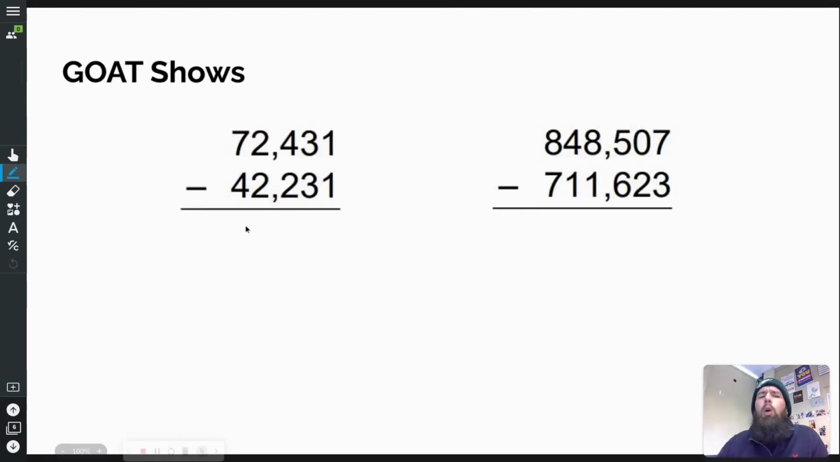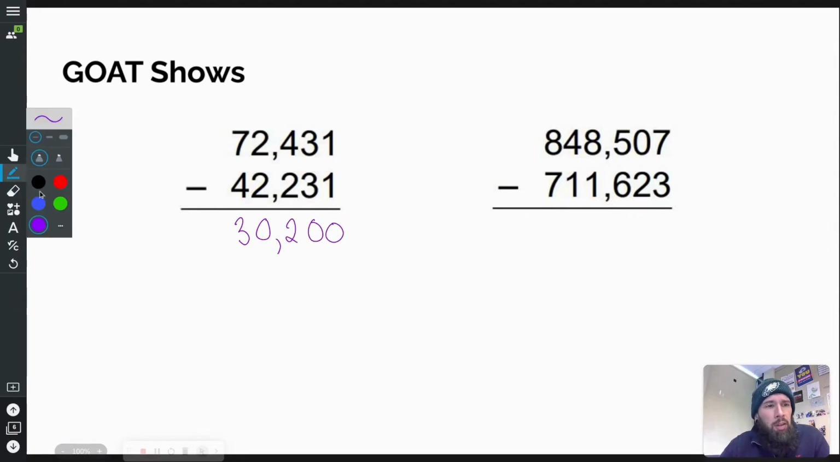More. 1 minus 1 is 0. No borrowing. 3 minus 3 is 0. No borrowing. 4 minus 2 is 2. No borrowing. 2 minus 2 is 0. No borrowing. 7 minus 4 is 3. No borrowing. Okay, so 30,200. Let's try this one.